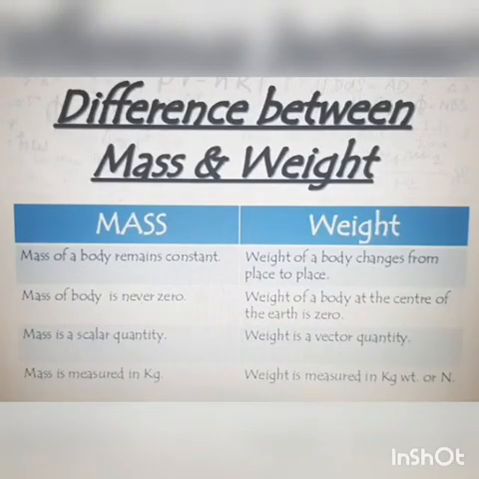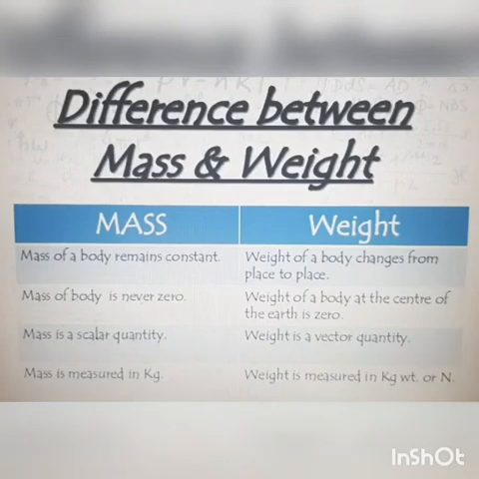Here are some differences between mass and weight. Mass of a body always remains constant. We have learned it from the definition. And weight of a body changes from place to place due to the change in acceleration due to gravity. Mass of a body is never zero, but weight of a body at the center of the earth is zero, since at the center of the earth acceleration due to gravity will be zero.